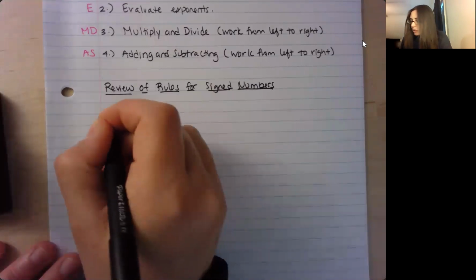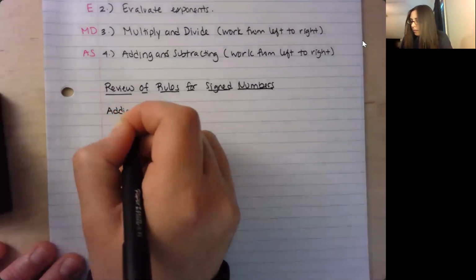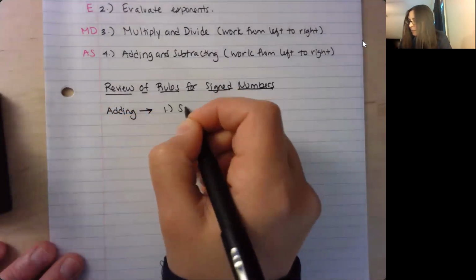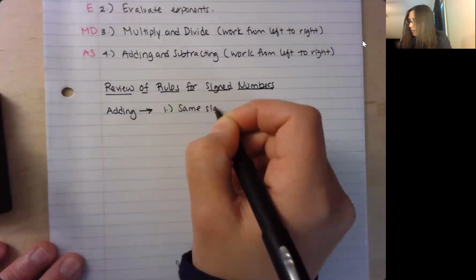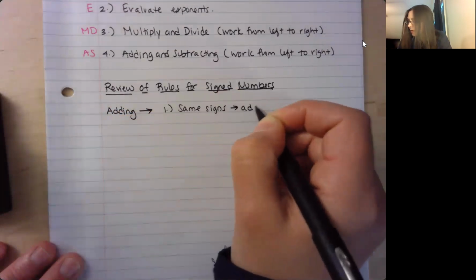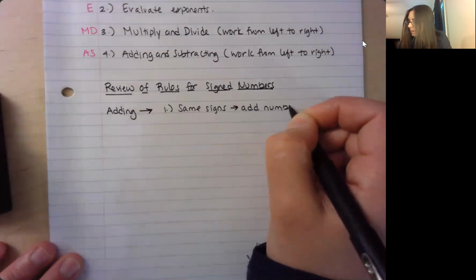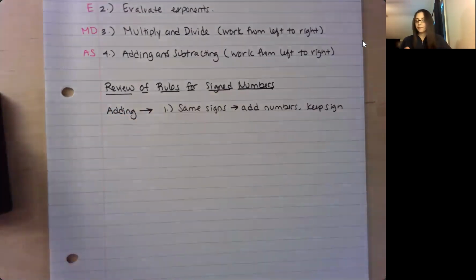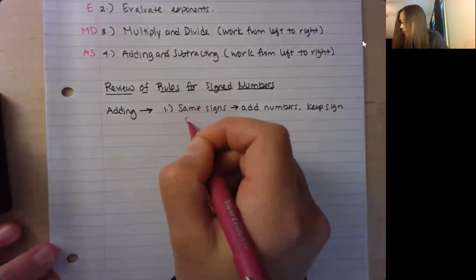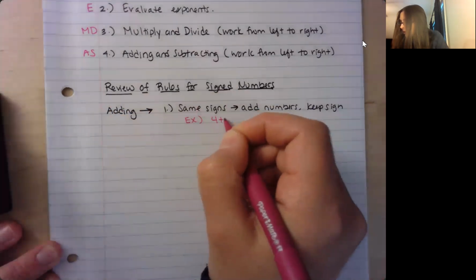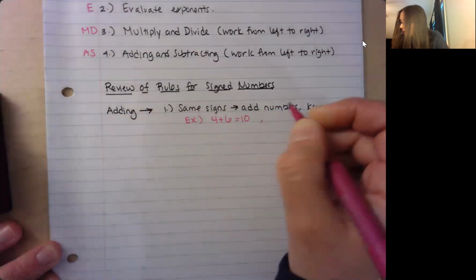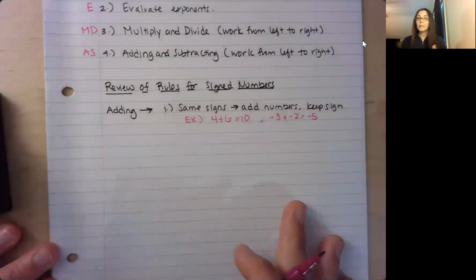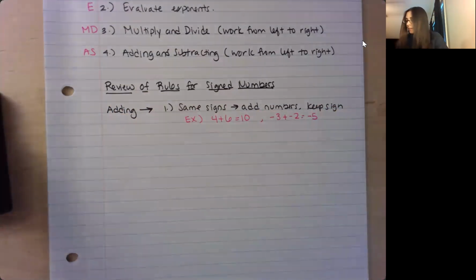So the first one is addition, or adding. And there are two rules here. If you have the same signs, we just add the numbers and keep the sign. So for example, 4 plus 6 stays positive 10, or -3 plus -2 becomes -5. So if you have the same sign, you just add and keep the sign.